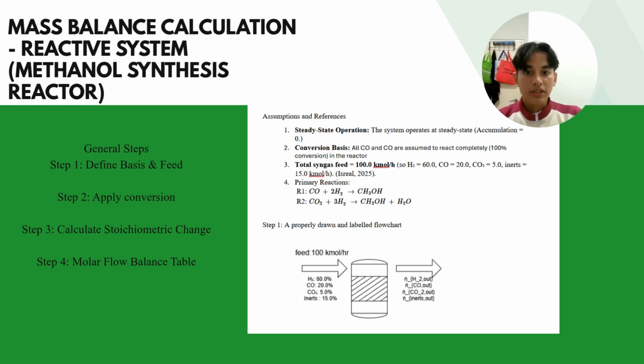So here are all the assumptions: it is in steady state operation, and the conversion basis is that the limiting reactant reacts completely. The total gas feed is 100 kmol per hour, with a composition of hydrogen, carbon dioxide, and also inert gases. And there are two primary reactions in the reactor. So this is the labeled flowchart to visualize our problem.